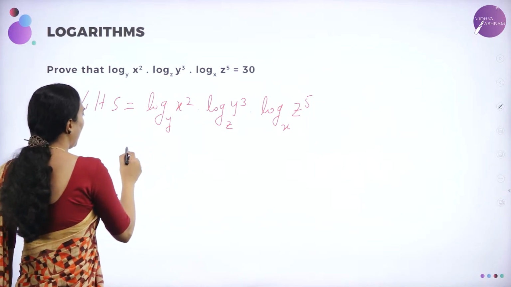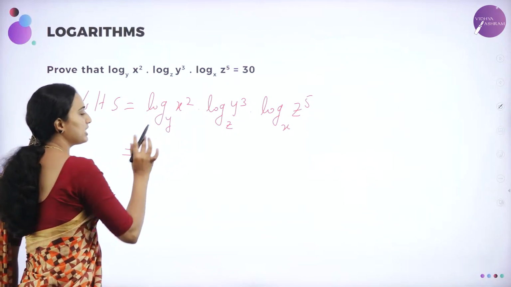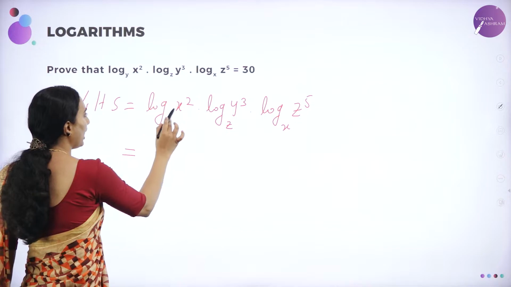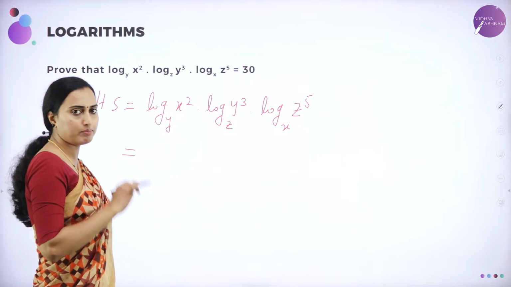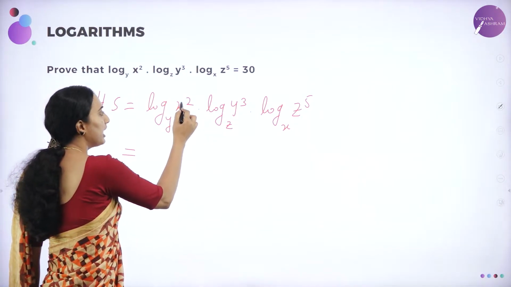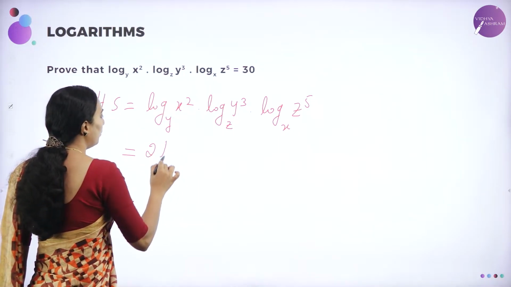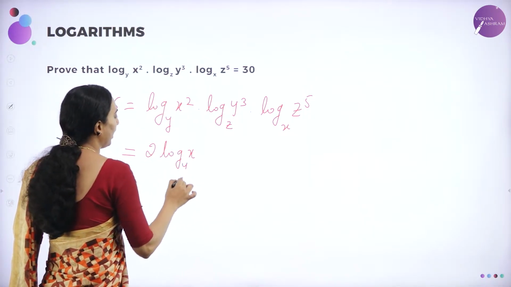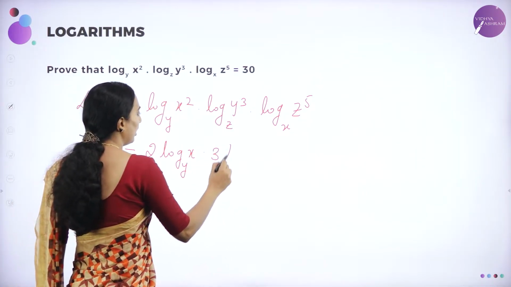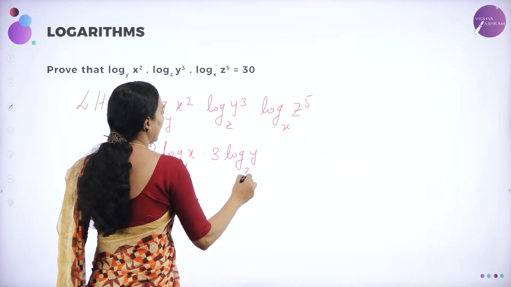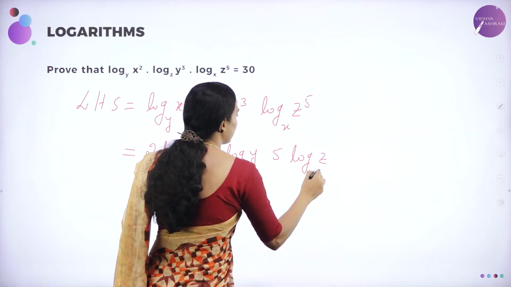First, let me keep the base the same. This is according to the log m power n rule. What is log m power n, dears? That is n log m. Therefore n replaces here 2, so we can write it as 2 log x to the base y into, here n replaces 3, so you have 3 log y to base z. Similarly, 5 log z to base x.